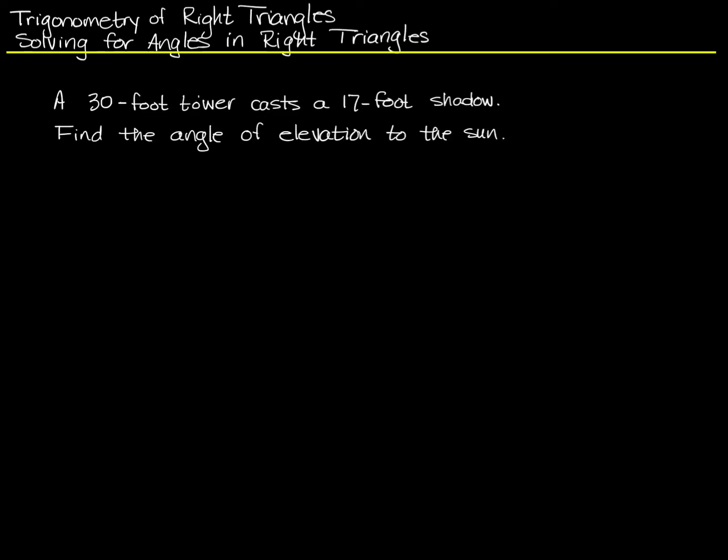Let's take a look at an example in which a 30-foot tree casts a 17-foot shadow. I want to find the measure of the angle of elevation to the sun. Well, let's make a sketch of the problem. Here's my tower. I'm going to kind of pretend it's the needle in Seattle. And the sun is casting a shadow. It's not going to be the needle. The needle's way taller than 30 feet.